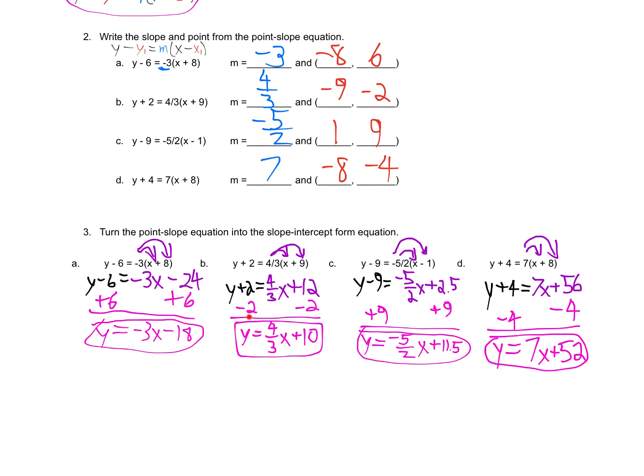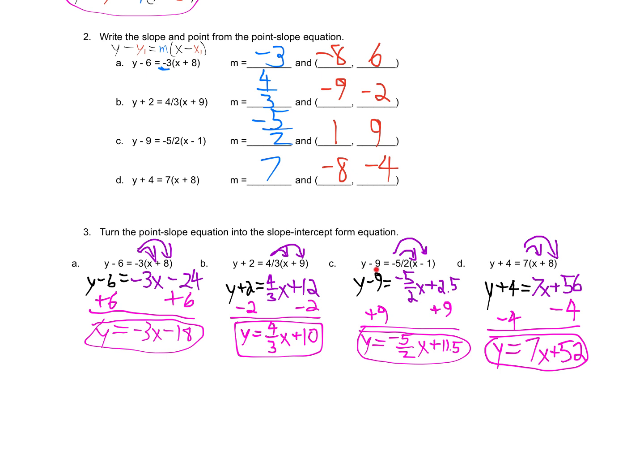Again, I want to get y equals by itself to put it in slope-intercept form. So I need to move this positive 2 to the opposite side by subtracting 2 from both sides. What I do on one side of the equals, I have to do on the other side of the equals to keep them equal, equivalent. So y equals 4/3x plus 10.